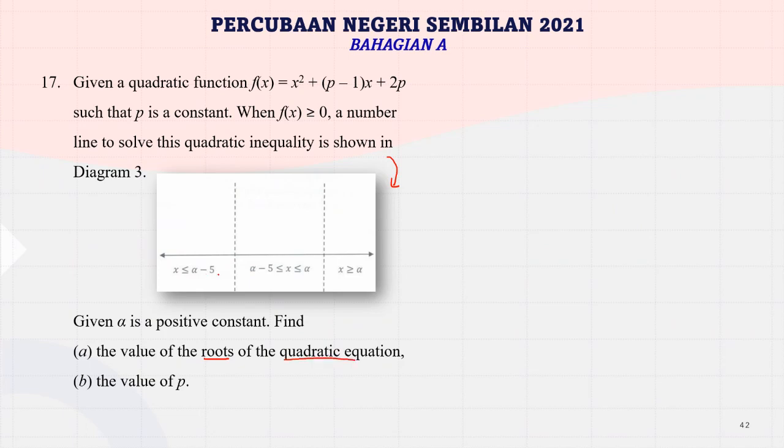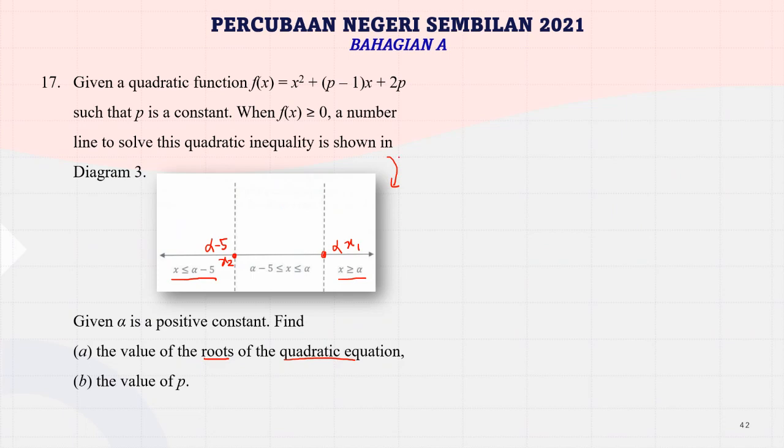Okay, here we can see normally, this is x less than or equal to alpha minus 5, and this is x greater than or equal to 8. We know that when written, this one is alpha, while this one is the roots of this equation. Alpha minus 5, meaning this is x1 and this is x2.